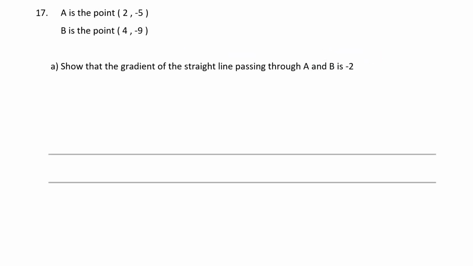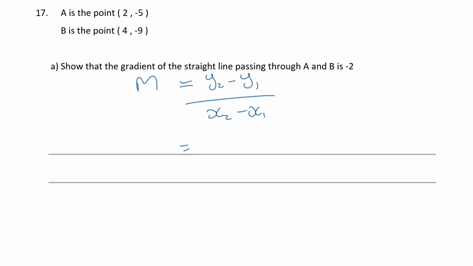In question 17, we're given that A is the point (2, -5) and B is the point (4, -9). Show that the gradient of the straight line passing through A and B is minus 2. Now the gradient of a line is given by change in y divided by change in x, which in terms of the coordinates would be y2 minus y1 divided by x2 minus x1.